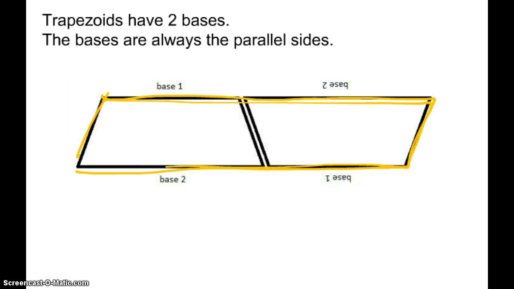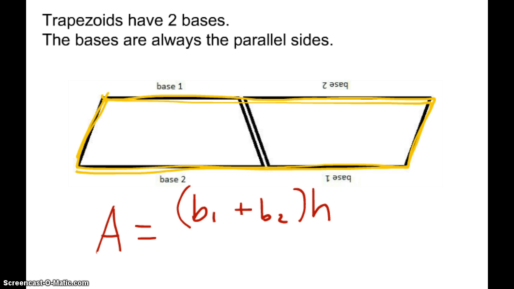So what shape did we create when we duplicated the trapezoids and we flipped one over? You might see that we actually created a parallelogram. And remember, the area of a parallelogram is the same as the area for a rectangle, and that is the base times the height. So now let's take a look at our formula again, as area equals base 1 plus base 2 times the height divided by 2.